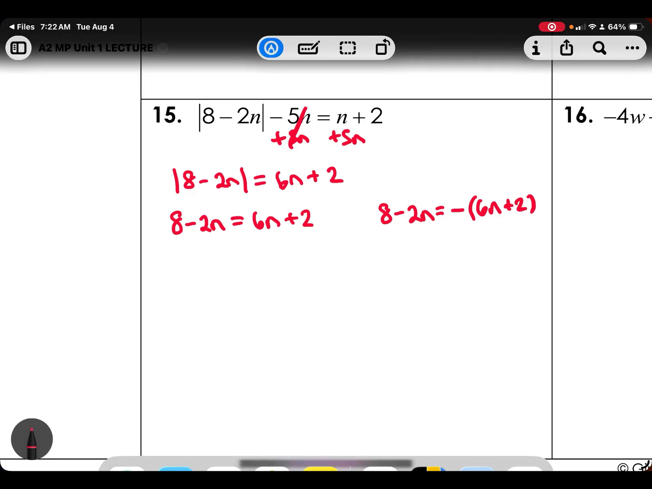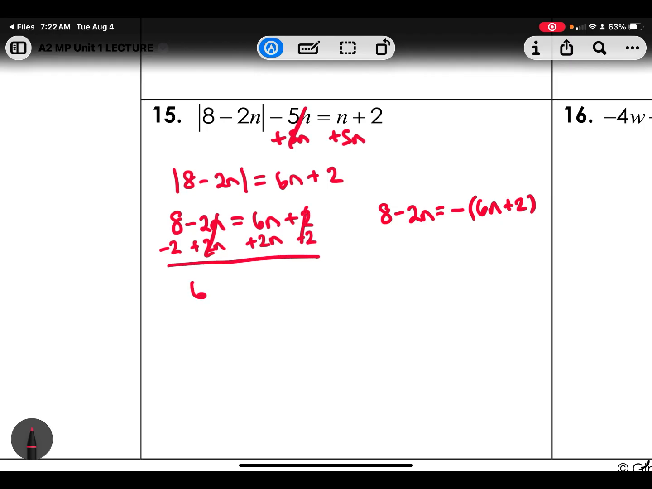All right, let's do the easy one first. We'll start over here on the left side. So I'm going to move my smaller n. So I'm going to move my 2n over here, which means I need to move my 2 over here. Okay, so that gives me 6 equals 8n. Oh, got some fractions, but that's okay. We don't mind fractions. So we have 6/8, which reduces to 3/4. So 3/4 equals n.